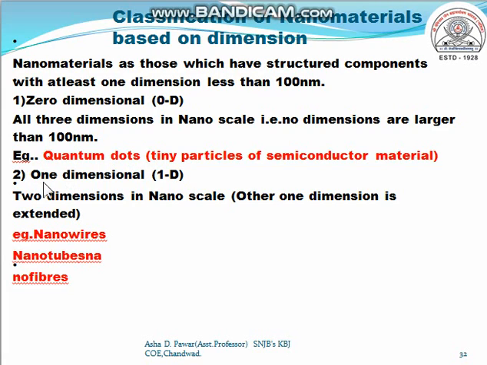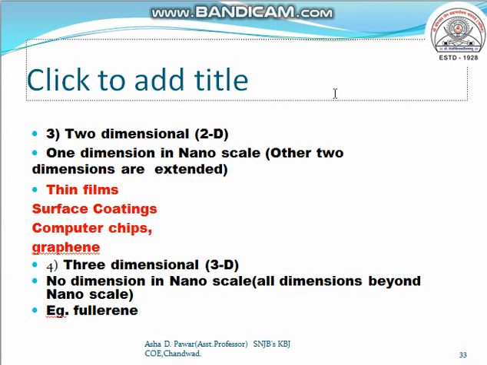The second type is the one dimensional nanomaterial. In this type, two dimensions are in the nanoscale and one dimension is extended, above 100 nanometer. Common examples are nanowires, nanotubes, and nanofibers. The third type is the two-dimensional nanomaterial. One dimension is in the nanoscale, below 100 nanometer, and two dimensions are extended, above 100 nanometer. Examples are thin films, surface coatings, computer chips, and the most common example is graphene.